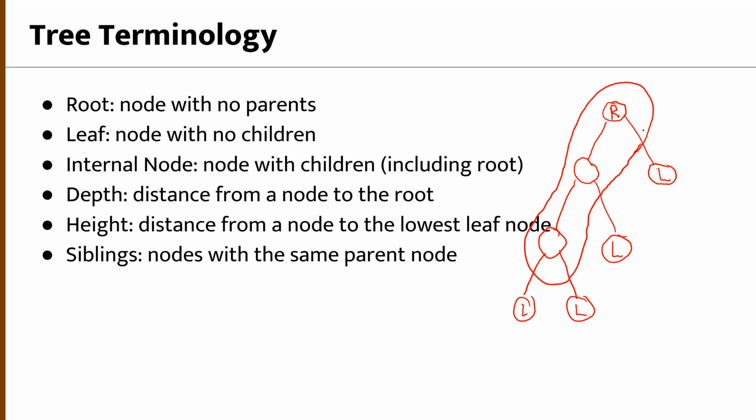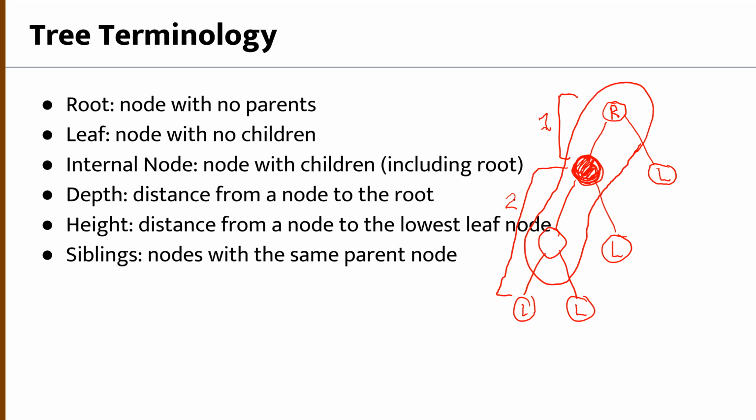And so if we take a look at this node right here, I'll color that in. The depth is the distance from the root. So this will be the depth. This has a depth of 1. Whereas the height is the distance from the node to the lowest leaf node. So here the height would be 2.